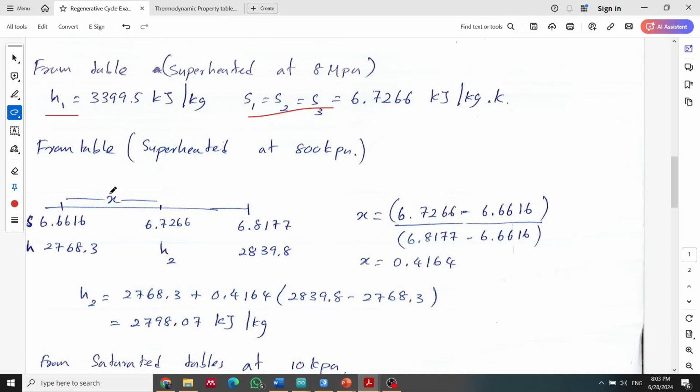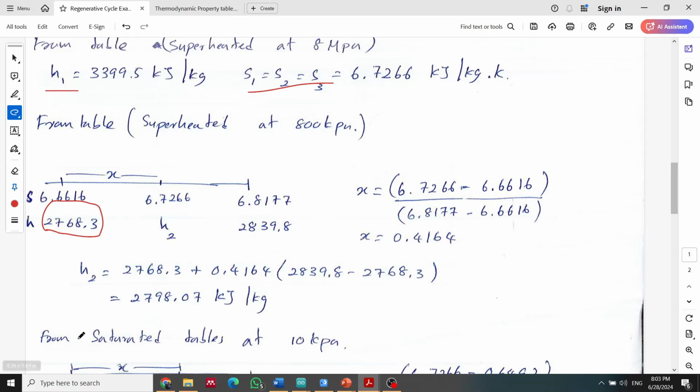Once you have figured out the X value, then you can find H2 according to this equation. H2 equals this value plus the fraction times this difference, this length. That means 2839.8 minus 2768.3. If you calculate that, then H2 becomes 2798.07. So we have figured out the H2 value as well, the enthalpy at point 2.